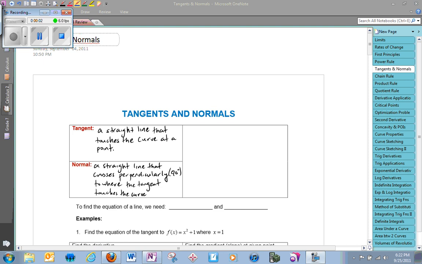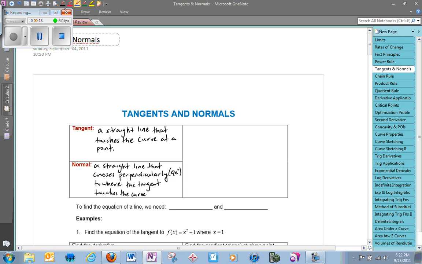Hi everyone, today's note is on tangents and normals. So far we already know that a tangent is a straight line that touches the curve at a single point. A normal, however, is new for you, and that's basically a straight line that crosses perpendicularly, or 90 degrees, to where the tangent touches the curve.